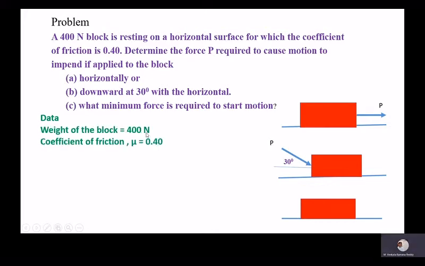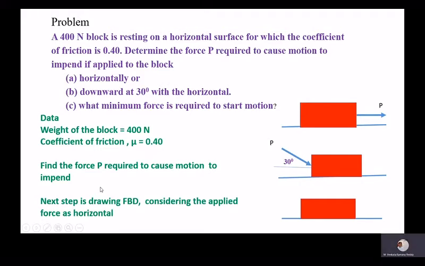Weight of the block is 400 newtons. Coefficient of friction is 0.40. And we have to find the force required to cause motion to impend. So here, first we have to start with the first case, that is drawing the free body diagram for the 400 Newton block when the force applied is horizontal.